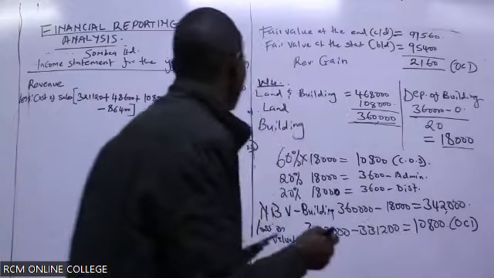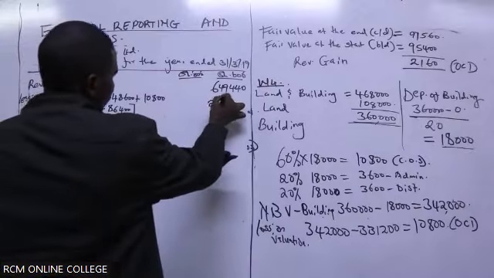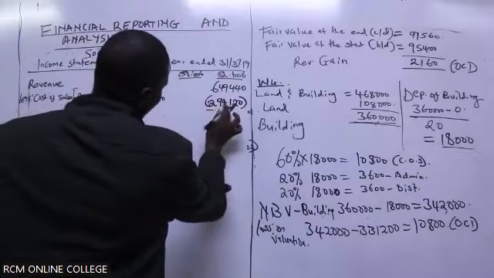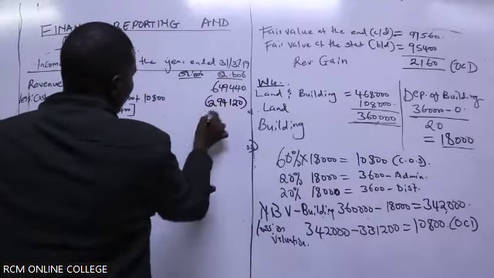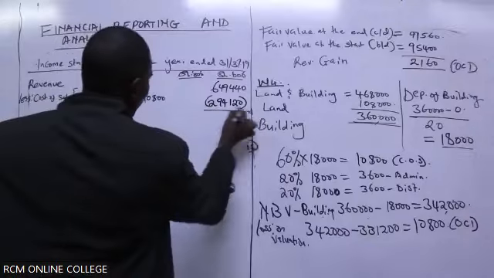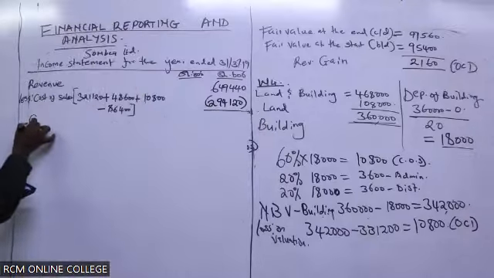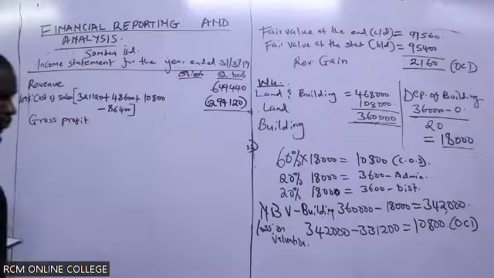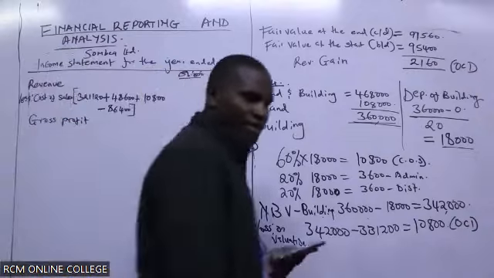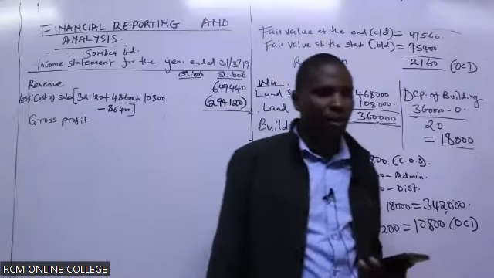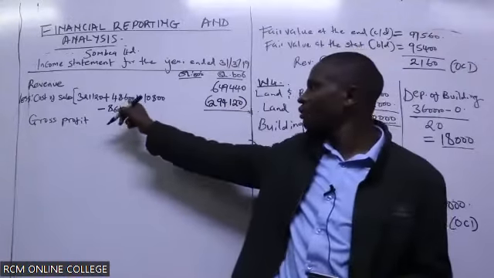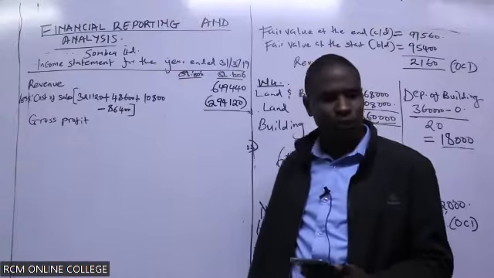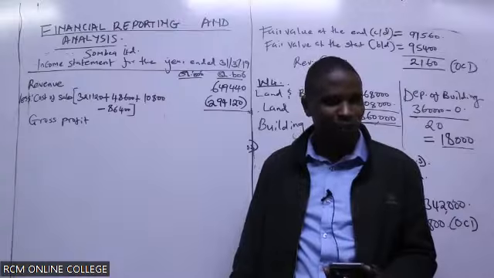294,120. Tutoe hiyo. Tutoe hiyo tupate nini? Tupate our gross profit. Gross profit ni ngapi? Wait, where is the 46K coming from? Ile tume add 46,000. Wewe, kwani kuna 46 wapi? Iko 46 wapi? Kuna watu waone Mutiso 48.